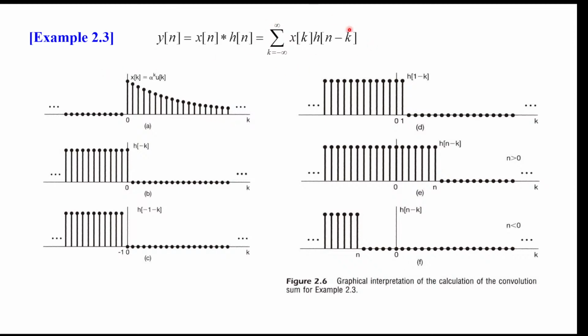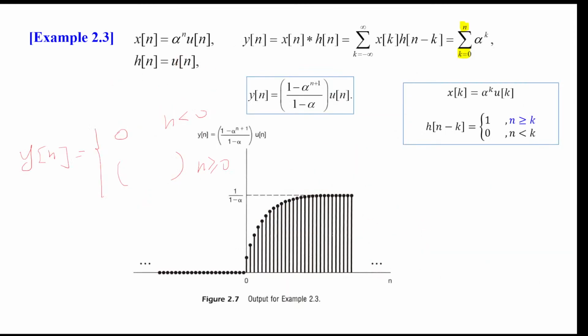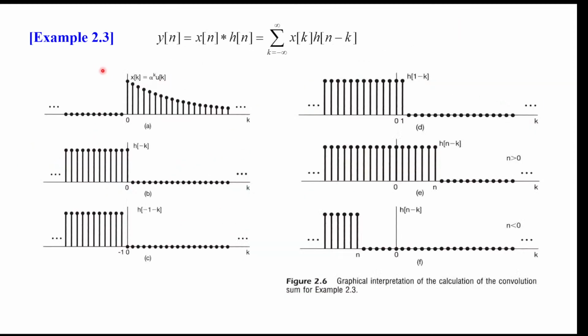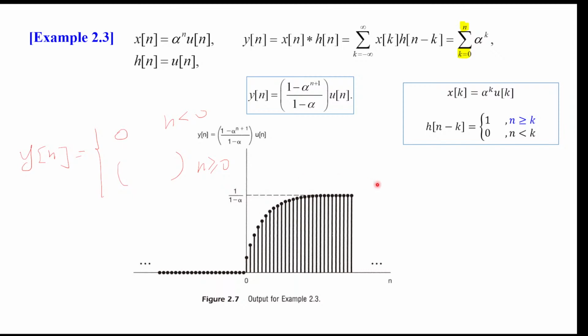And so the summation will be 0, and when n is greater or equal to 0, then you are summing over some geometric series, and so you plot the y of n and look at this. As n gets bigger and bigger, you are summing over more and more of this geometric, this exponential decay function, and so it's exponentially accelerating to 1 minus alpha.